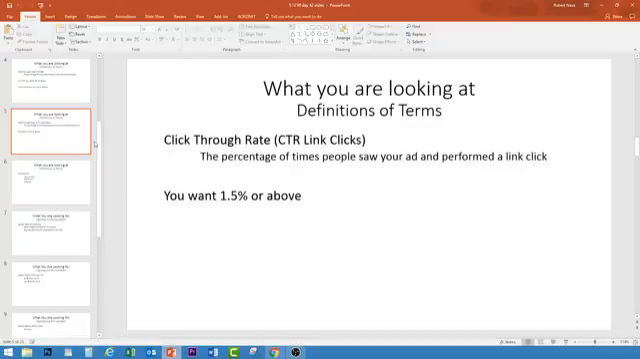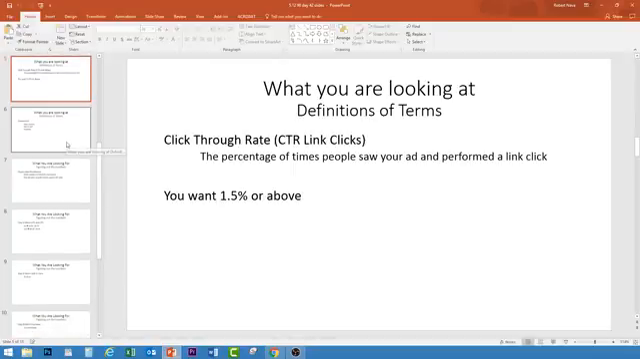Okay, so we went over the difference between the two different types of clicks and the two different types of click-through rates, the definitions of these terms, and then some numbers of what we'll be looking for when looking at those numbers. Again, we're actually going to go do this in a minute, so it'll make a little bit more sense.